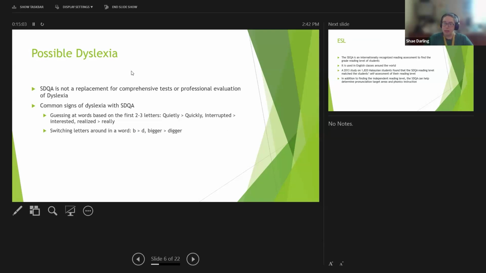One of the common things we see is missing words, like you guess a word based on the first 3 letters: quietly, quickly, interrupted, interested, realize, really. You see the first 3 letters, and then they fill it in. Or the common switching around of letters like B and D, saying bigger instead of digger. Those are some common things we notice, especially guessing a word based on the first 3 letters. More often than not, the person will then tell us they have dyslexia when they guess those things.